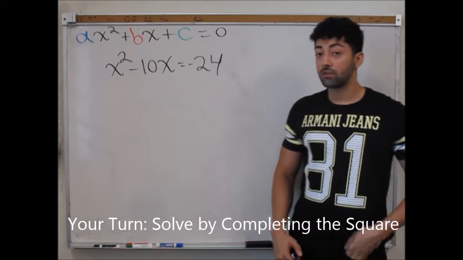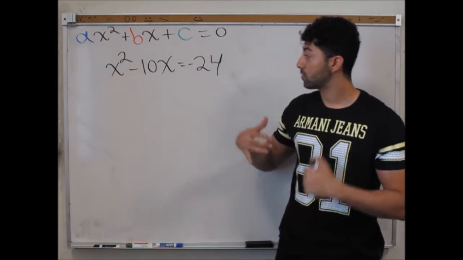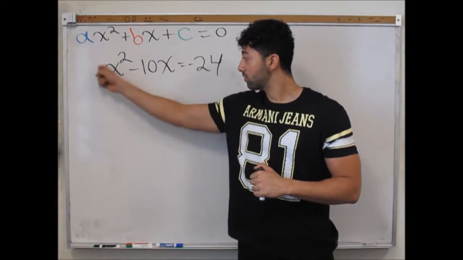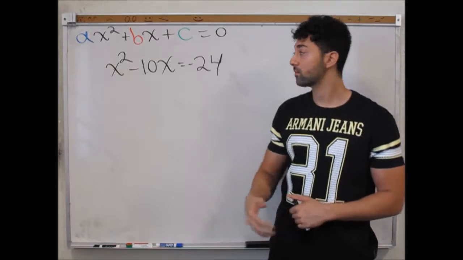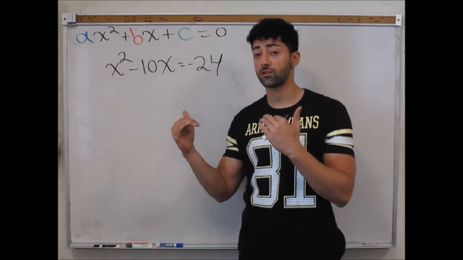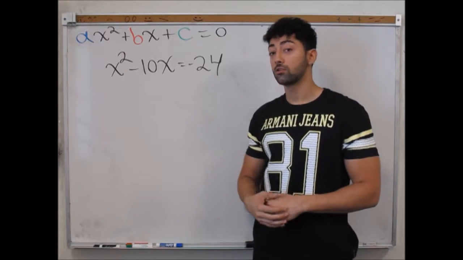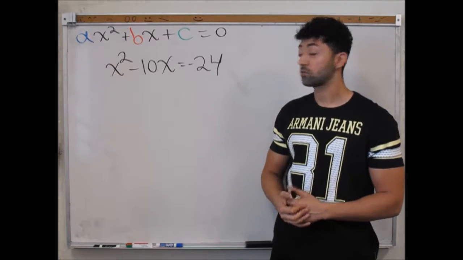Alright, so assuming you gave that a shot, the first step is to look for the leading term to see if it has a coefficient, which it doesn't, so we're going to skip that step. Second thing was to subtract the constant over, which was c, but it seems like they already did that for us, so we're just chilling so far.